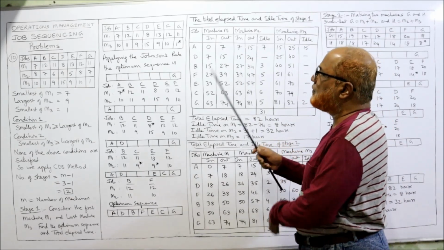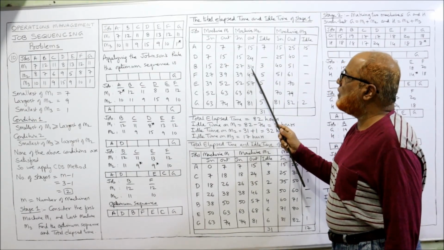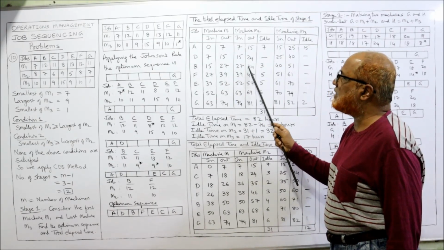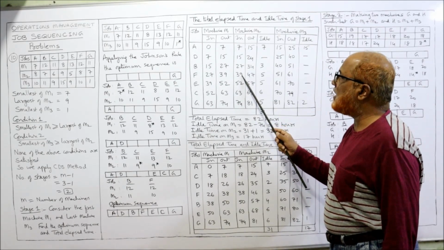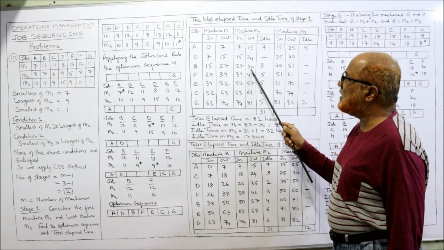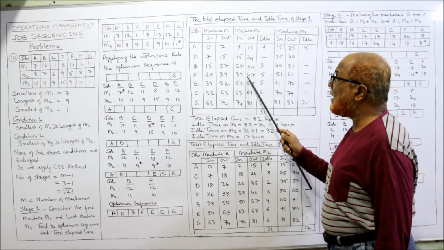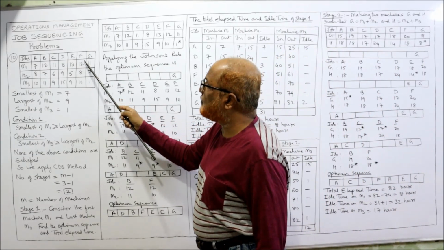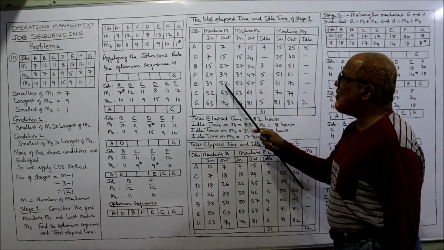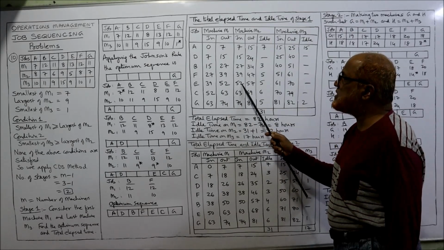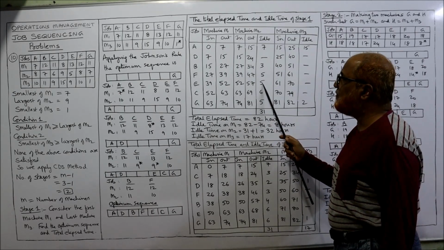Now B on M2. What is B on M2? 7. So 27 plus 7, 34. Now 34 or 39, whichever is higher. 39 is higher. That means 5 hours is the idle time. The last job finished at 34, the new job starts at 39. Now F on M2 is 8. So 39 plus 8, 47. Now 47 or 52, whichever is higher. 52 is higher. So again there is an idle time of 5, 52 minus 47.